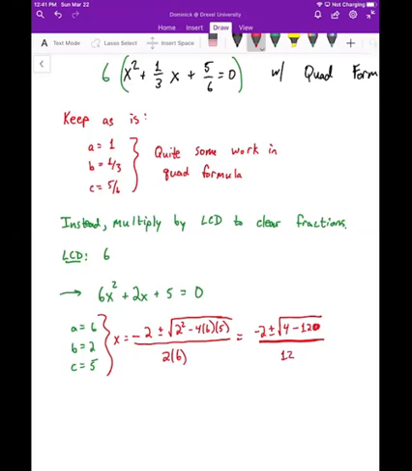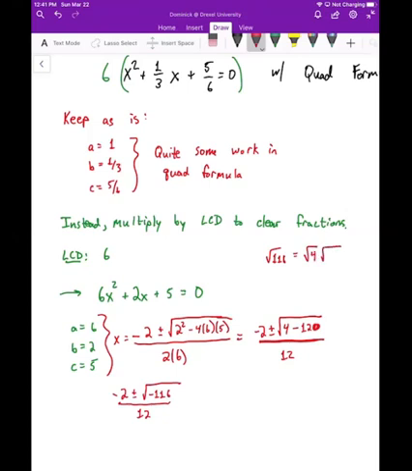So now if we simplify this a little bit more, we have negative 2 plus or minus the square root of negative 116 over 12. Now 116, off the top of my head, I'm not so sure what that comes out to be, but I suppose that we could factor that into, let's see, let's take out a 4, because I know we can do that.